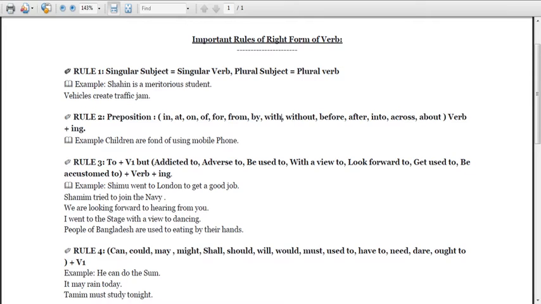Now it comes rule 2. Here it says after a particular preposition there will be the continuous form of the verb. You see one example here: Children are fond of using mobile phone. At once we find the preposition of, and after that the word use, so ing is added with this, and it becomes using. So the second rule simply says after a preposition, if you find a verb, then you will take the continuous form of the verb. That's all.